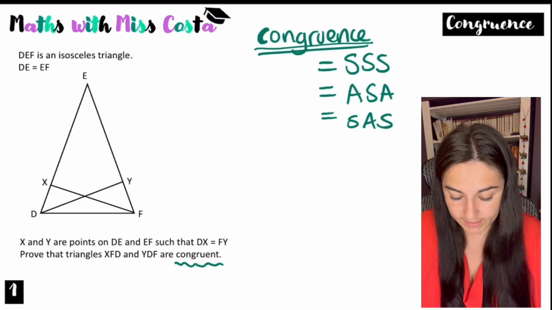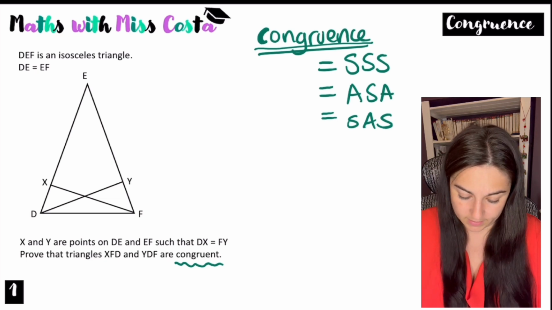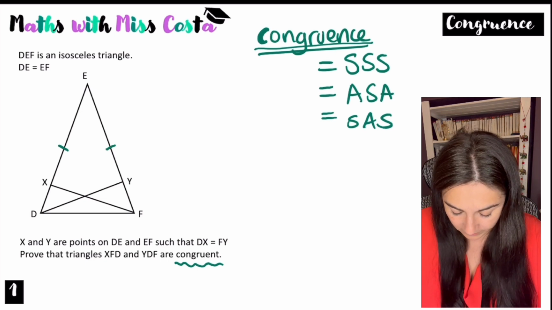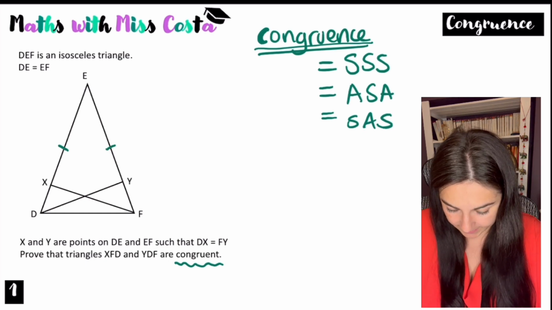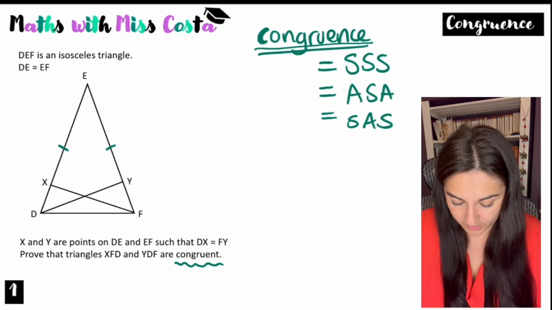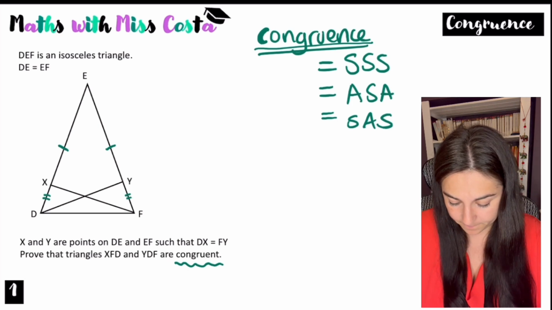So we're told that DEF is an isosceles triangle, which obviously means that side DE and side DF are going to be the same. So these 2 sides are the same. Now, X and Y are points on DE and EF such that DX equals FY. So if DX equals FY, then we know that these 2 sides are the same.